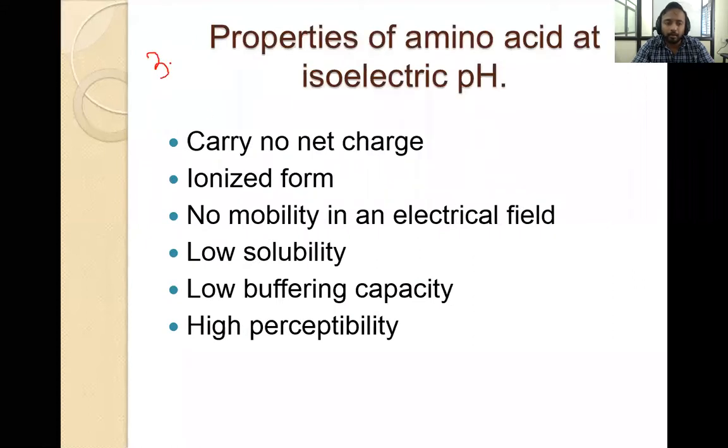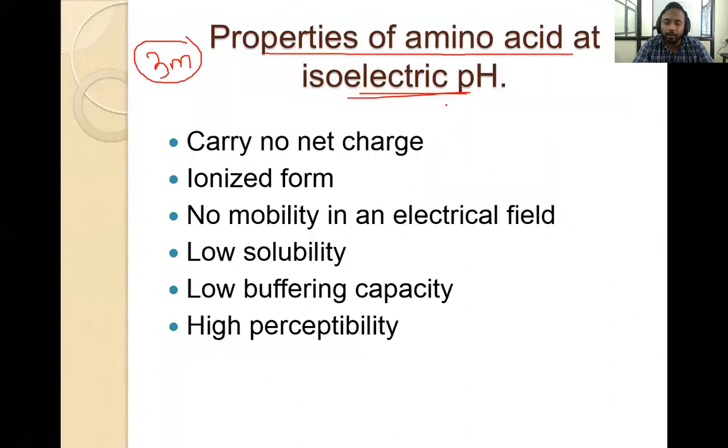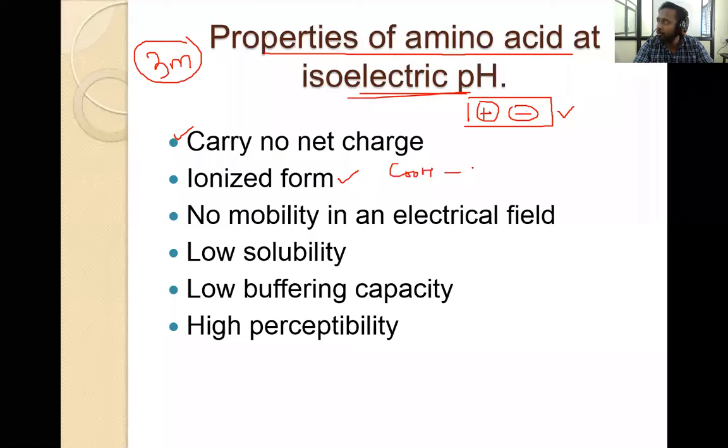They'll ask you in the exam for 3 marks, what are the properties of amino acid at this isoelectric pH? What happens to the amino acid at isoelectric pH? One, it carries no net charge. Why? Because it carries equal numbers of positive and negative charges, so they cancel each other. They can also be found in ionized state, that is COOH can be COO minus and plus hydrogen, or it can have NH2 plus hydrogen. So they can be found in ionized form.